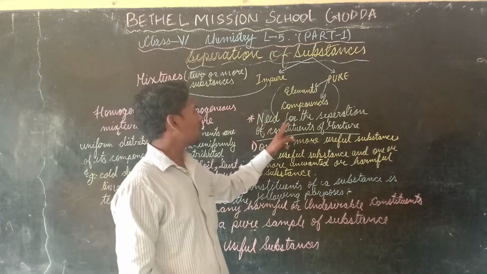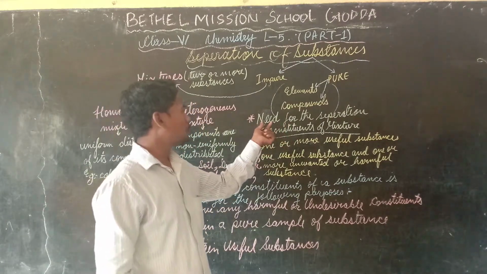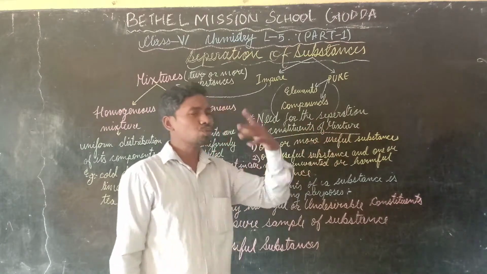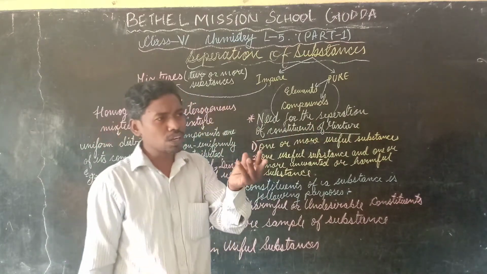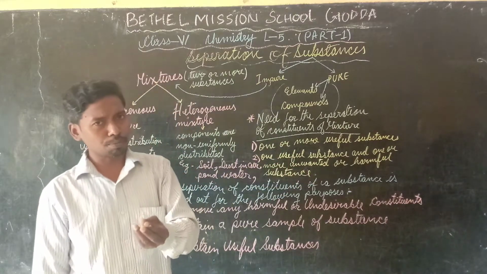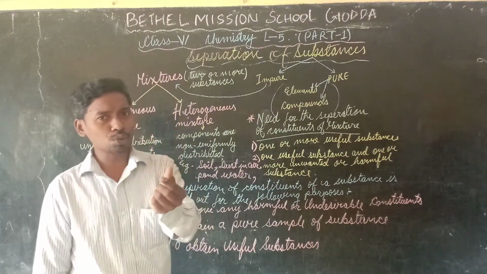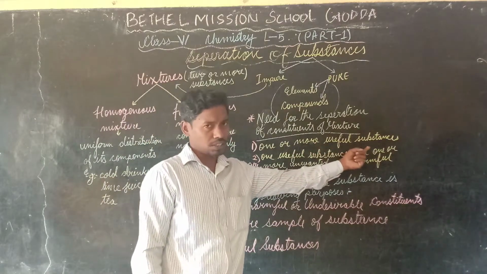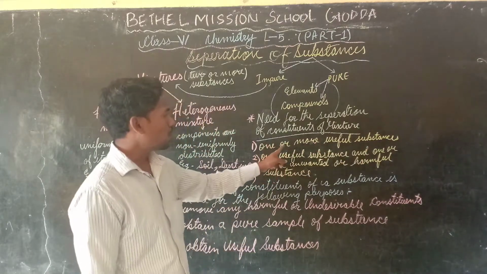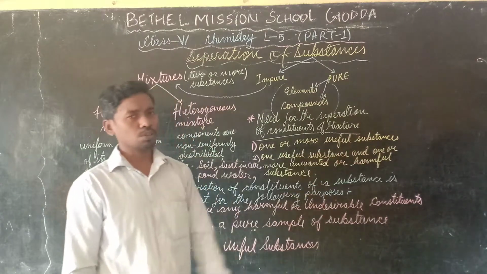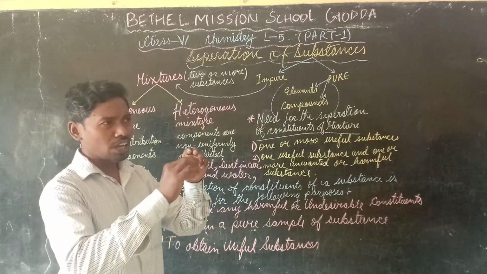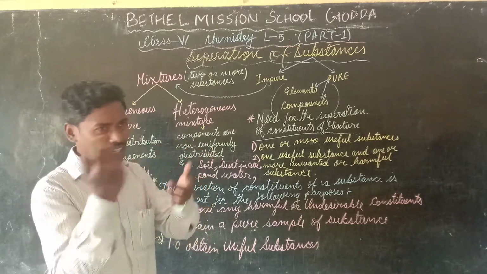Okay, so why do we need separation? The need for the separation of constituents of a mixture: why is it that a particular thing from a mixture has to be separated? Because that particular thing may be a useful substance. Presence of one or more useful substances. For example, in petroleum, we have more than one useful substance that has to be separated.